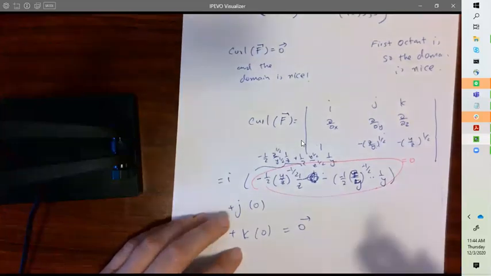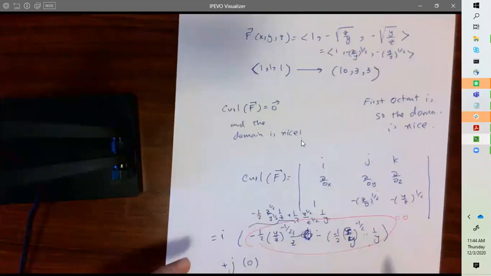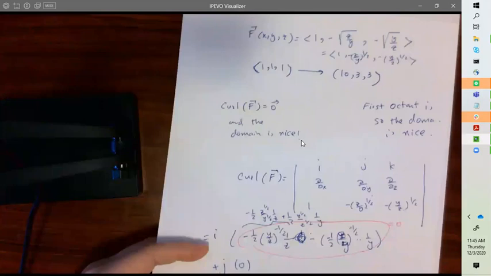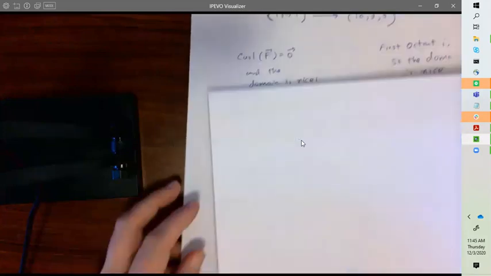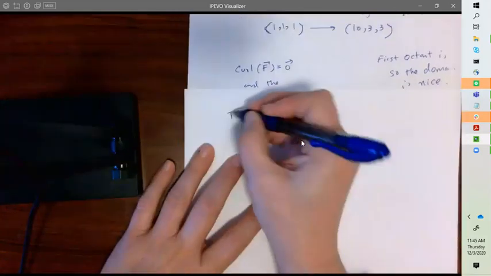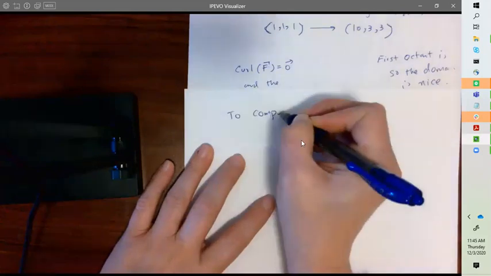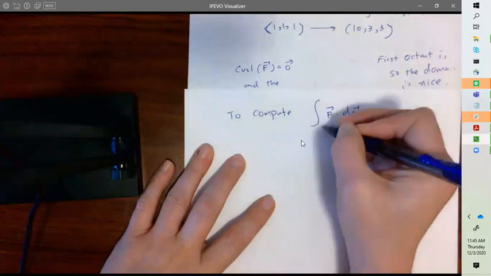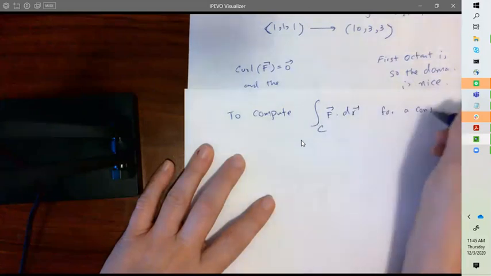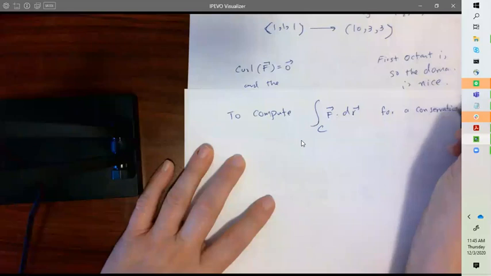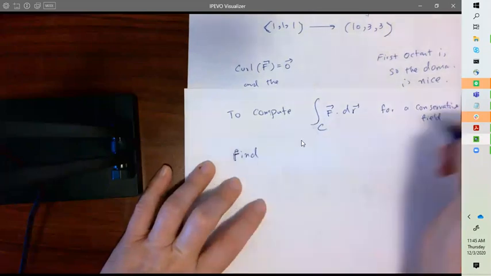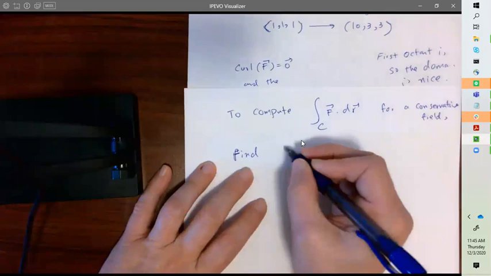Now let's compute the answer using the conservative field. So what is the story of conservative fields? To be able to compute the integral of F dot dr for a conservative field, find the scalar potential first.